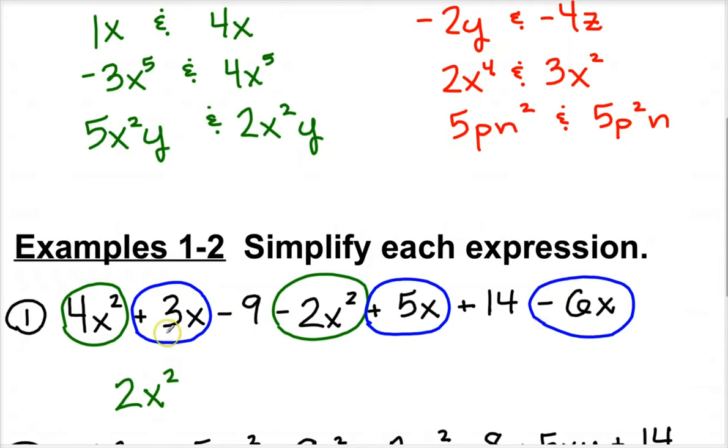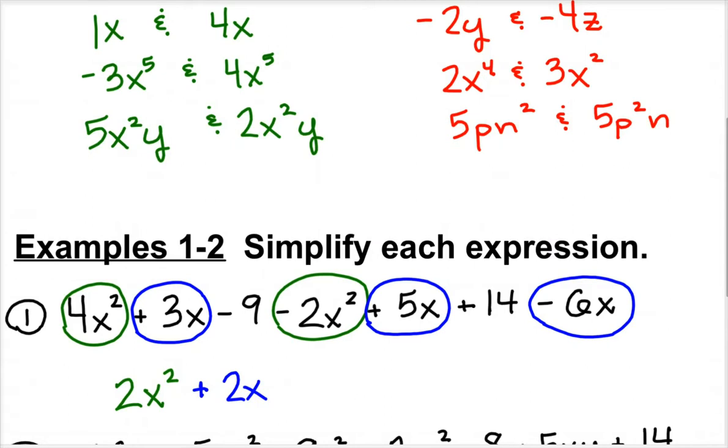So if you take 3 plus 5, that gives us 8x. And then we have a minus 6, that's going to leave us with positive 2x. 3x plus 5x minus 6x plus 2x.